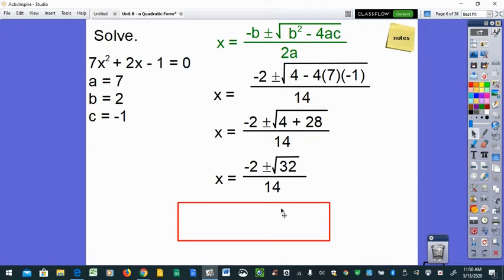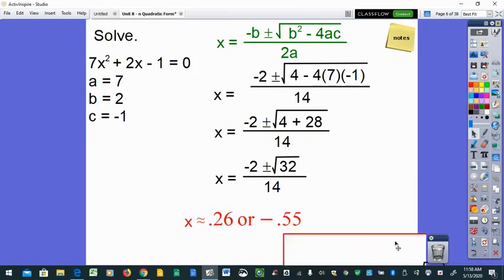Now notice that the square root of 32 is not a perfect square. So now you could literally pick up your calculator right now and put negative 2 plus the square root of 32, and you must hit enter and then divide it by 14. If you don't hit enter, the order of operations are going to be wrong. So right now, pick up your calculator and take negative 2 plus the square root of 32 and make sure you hit enter and then divide it by 14, and you will see the 0.26.